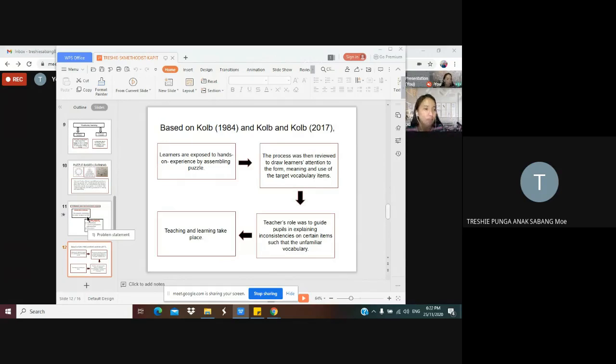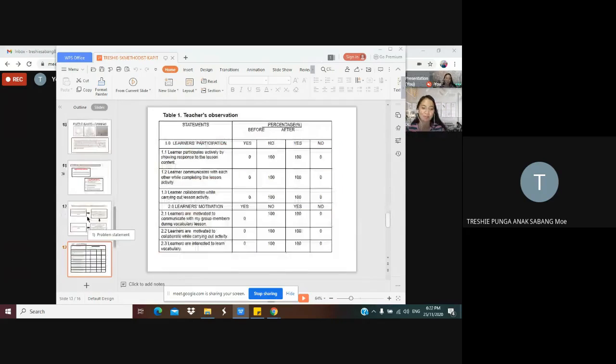For example, the word swim, they have to match the word swim with the correct picture. And then the teacher's role was to guide pupils in explaining unfamiliar items, something new in their vocabulary. And this is where the teaching and learning take place through the game.